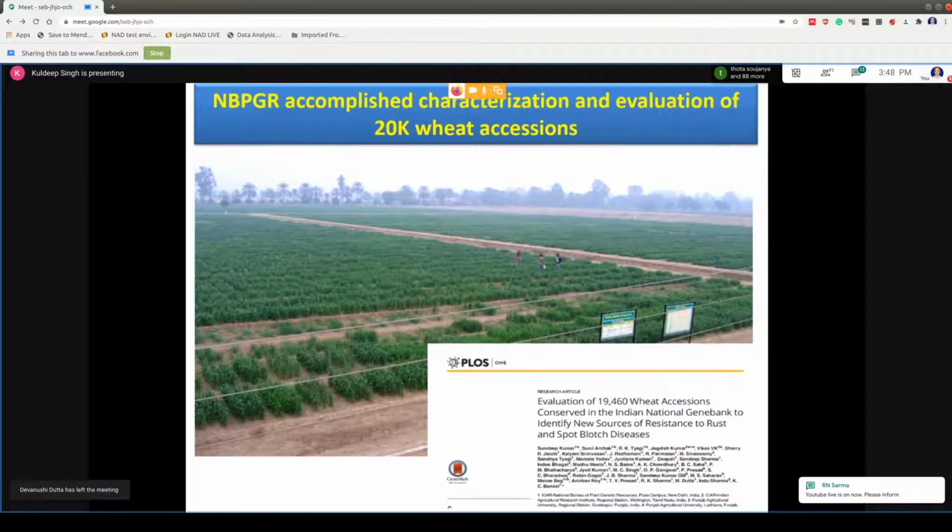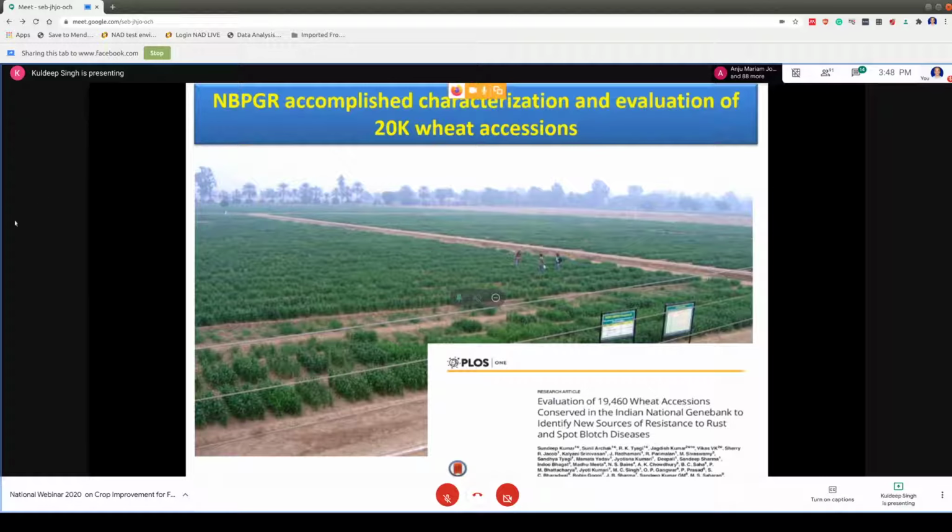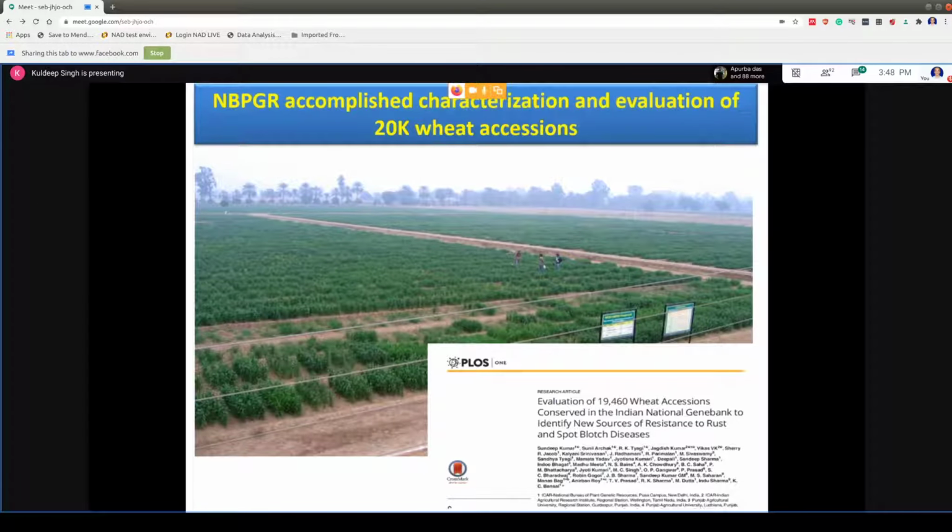Now, conservation alone will not have any use unless we characterize the germplasm and actually give it to our users. Here, this is the phase when NBPGR has actually taken a strong lead in characterizing the germplasm. I will give you some examples a bit later. This is one field where we had taken all the wheat germplasm and planted in one go. In fact, these are 19,000 accessions of wheat which were grown at one place and evaluated for different traits.